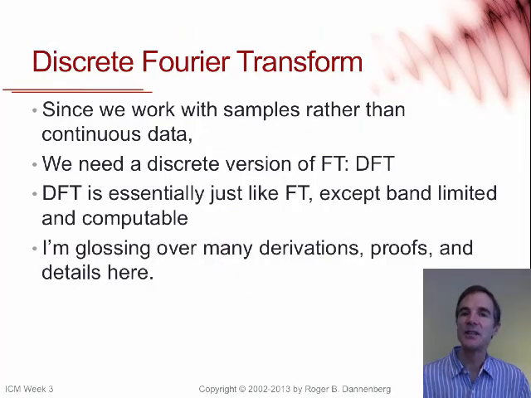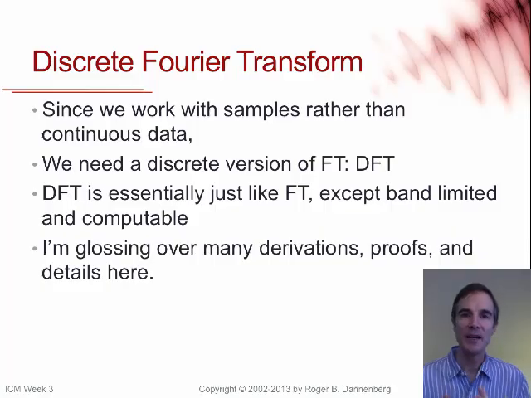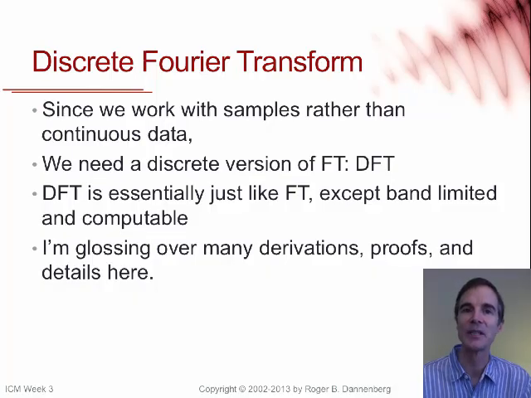Another variation is the discrete Fourier transform. We cannot actually compute on continuous signals. Digitally, we only have sampled signals. And so we need a discrete version of the Fourier transform. This is called the DFT, discrete Fourier transform. And it is essentially just like the Fourier transform, except that the spectrum is band limited. And if we're dealing with a short-term discrete Fourier transform, then we have a finite amount of data, and so we can actually compute it.